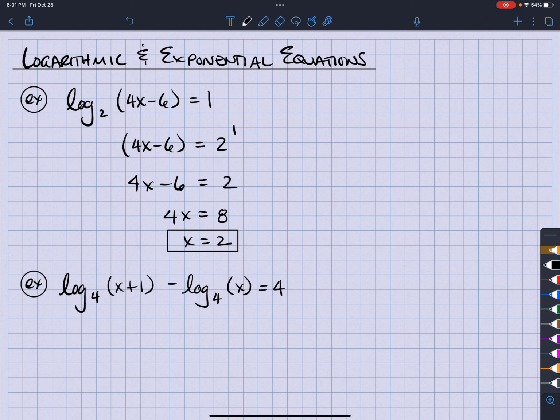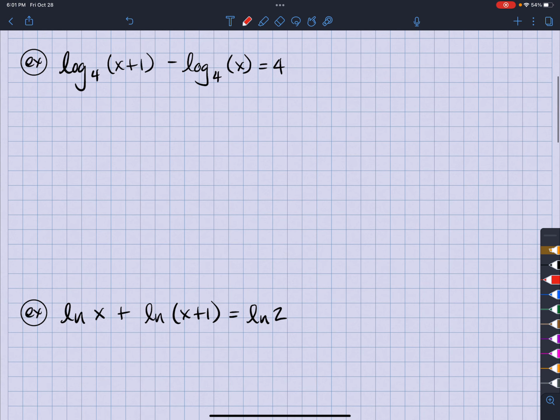All right. So again, this would be going from log form to exponent form. Okay? All right. What if I have this right here?